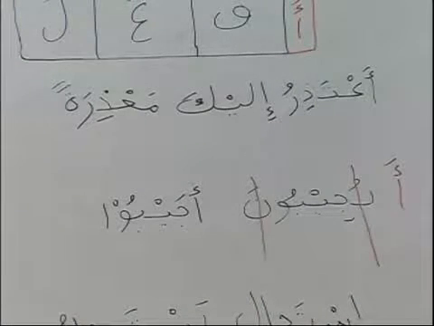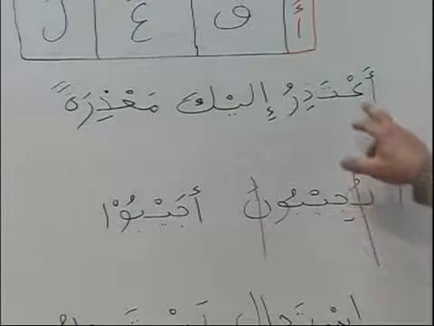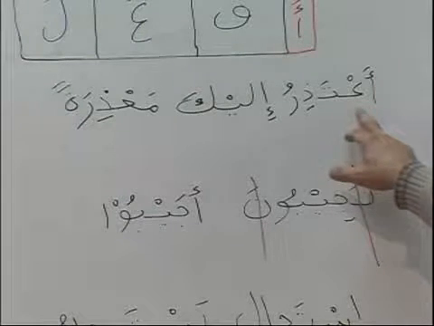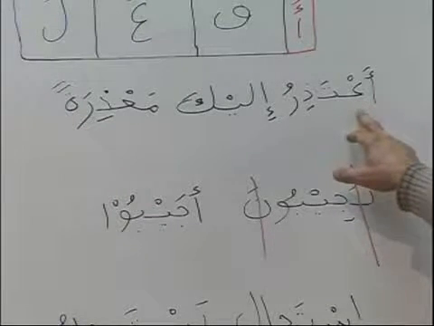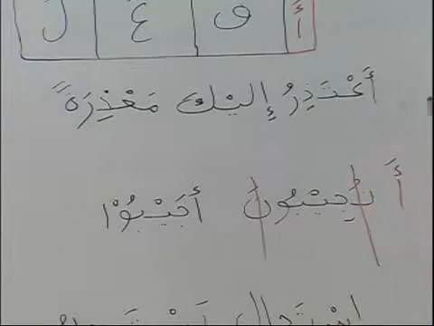What is it, brothers and sisters? Ma'ziratan is the master. Are you with me, brothers and sisters? What is ma'zira? It is the master. But what form is this? This is form 8.